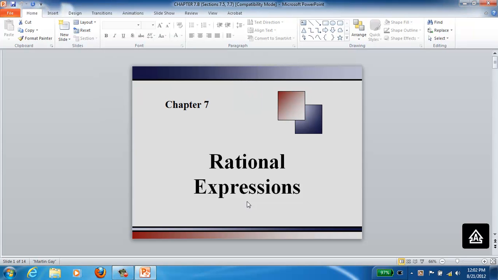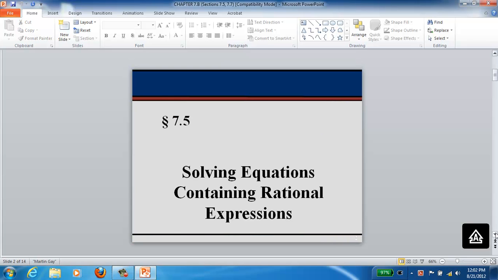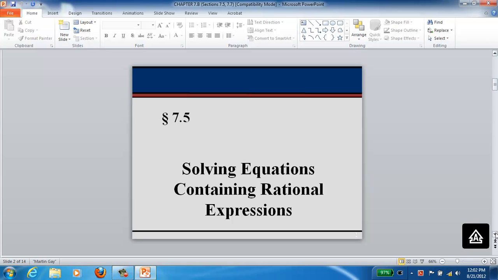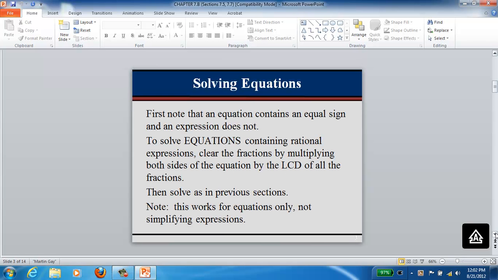Today we will be covering Section B of Chapter 7, Rational Expressions. Section 5 is solving equations containing rational expressions. First note that an equation contains an equal sign and an expression does not.